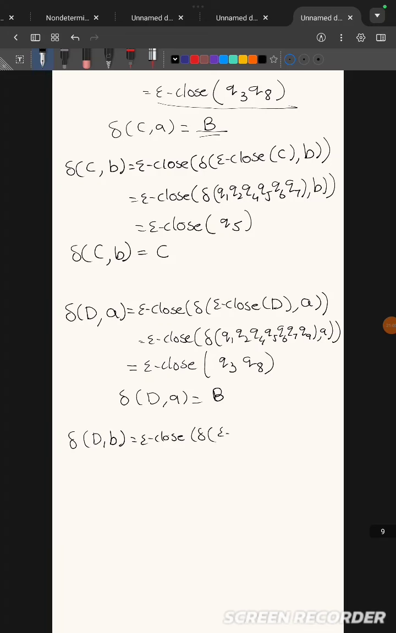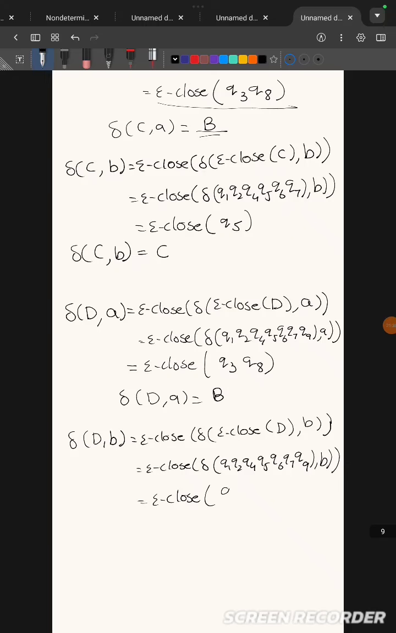transition, epsilon closure for D, okay, on B, sorry, it is B. What are the states we have for this? It is Q1, Q2, Q4, Q5, Q6, Q7, Q9 on B. So we have to find the transition. Q1 doesn't have transition for B, Q2 also doesn't have. Q4 is having transition for B, okay, it is going to Q5. Q5 doesn't have transition, Q6 doesn't have transition, Q7 also doesn't have transition for B.